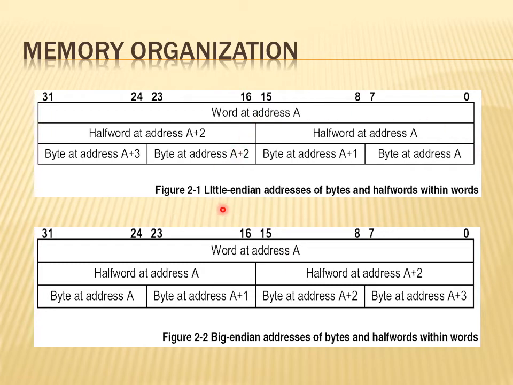Okay, so there are two concepts available in the memory organization. One is known as little endian, and the second is big endian.